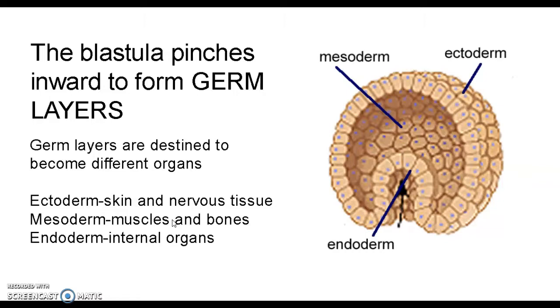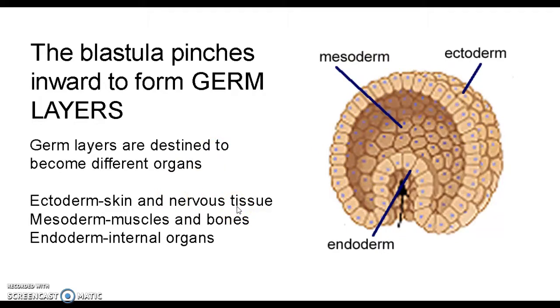So here's the blastula, the hollow ball of cells, and you can see it's starting to pinch inward. And this is going to create layers of cells within the blastula, and these are called germ layers. And the germ layers are destined to become different organs eventually. The outermost layer is ectoderm. That's the outermost layer, and it's going to become the skin and nervous tissue.